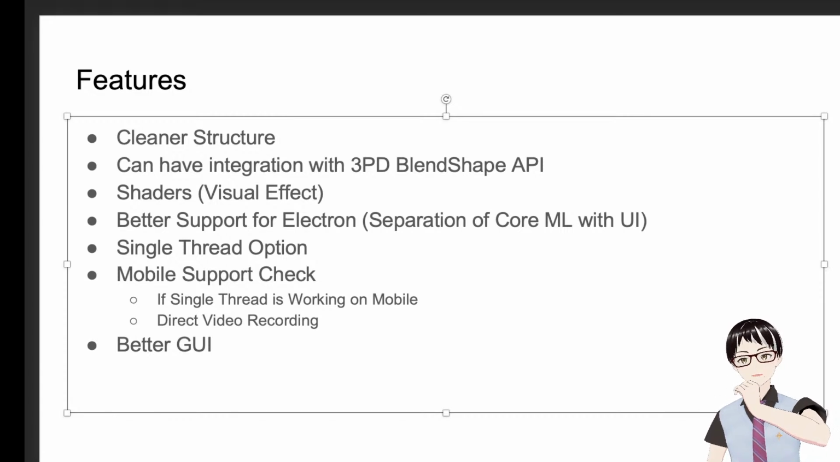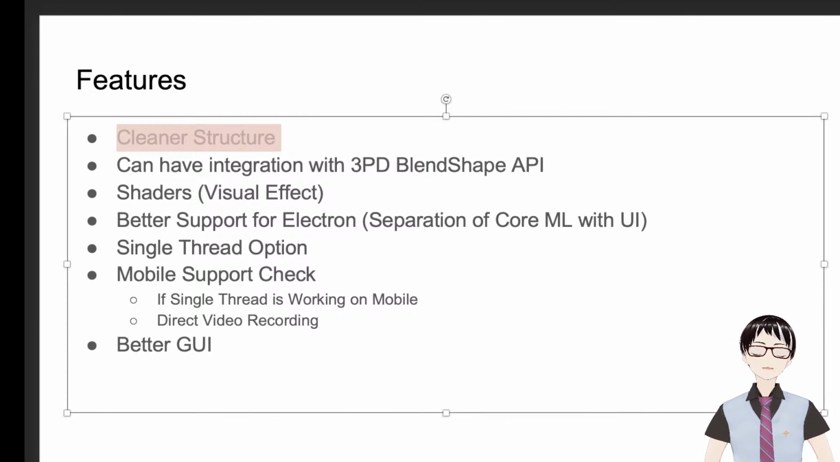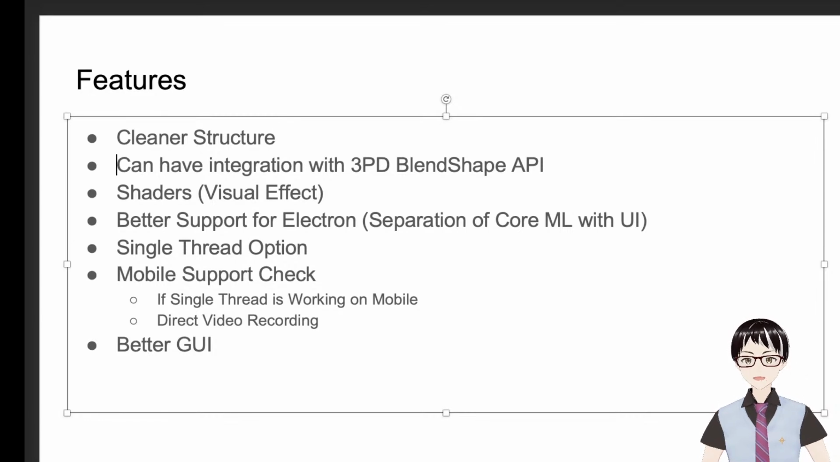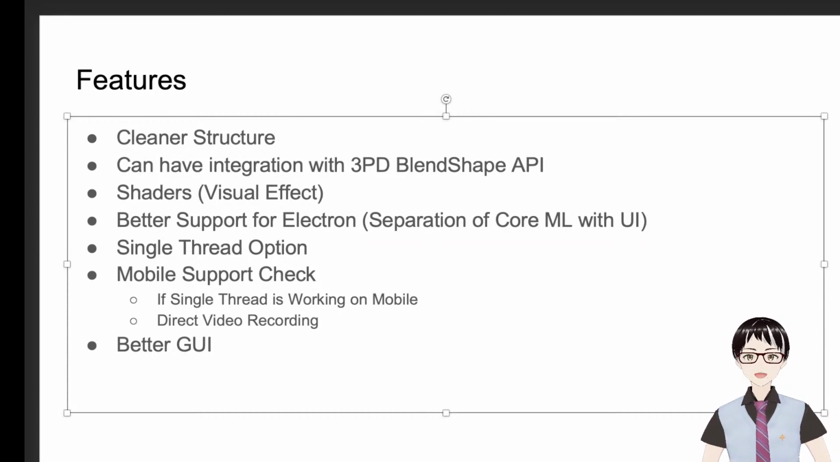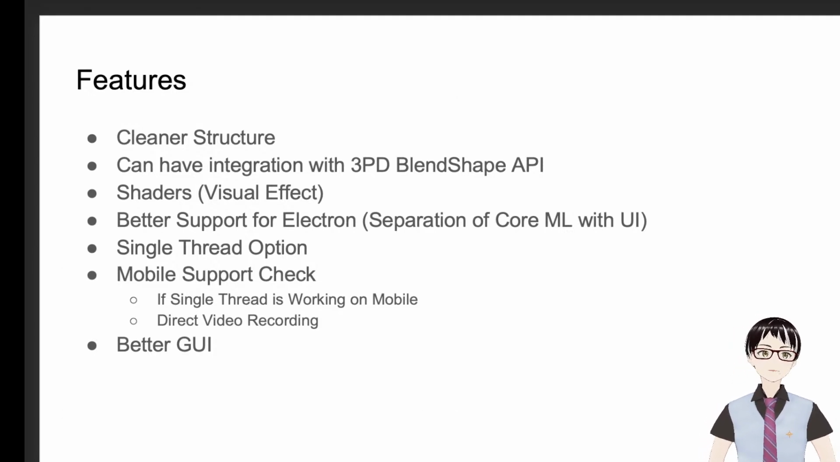I think it's already quite a lot, right? It's already quite a lot. And the cleaner structure has two parts. One is a cleaner structure itself, because currently the structure is not clean. It's very dirty. And also the better support for Electron with the separation of core ML with UI. This is also a cleaner structure, right? So, cool. Okay, I think we can still separate them as two points. Sometime then you can make your own blendshape API app on mobile to use with Live3D.